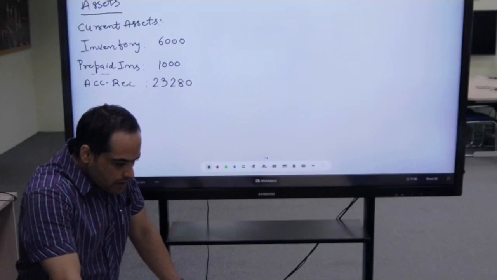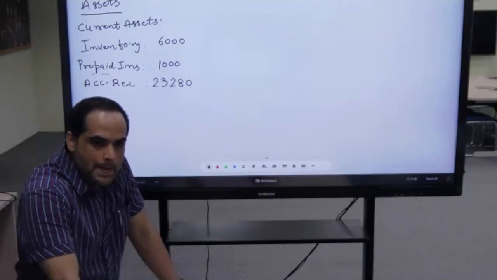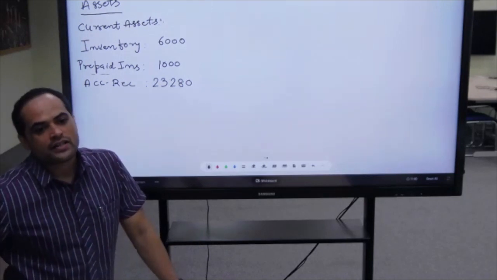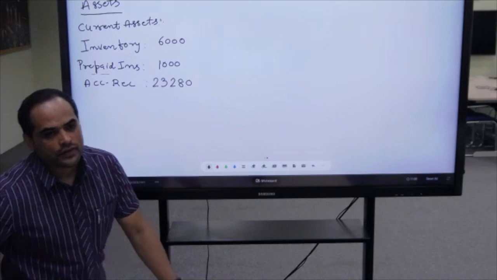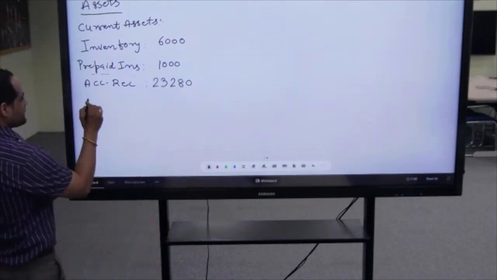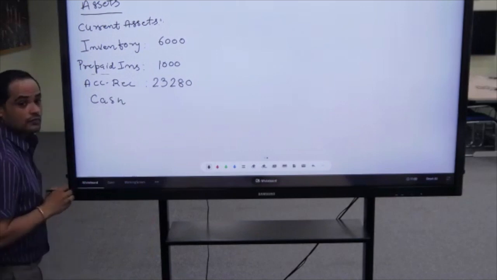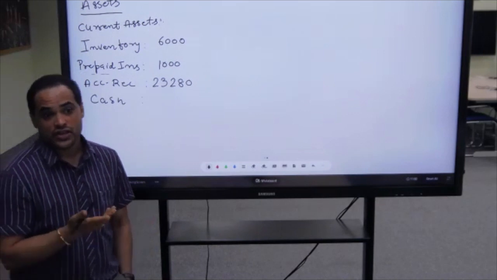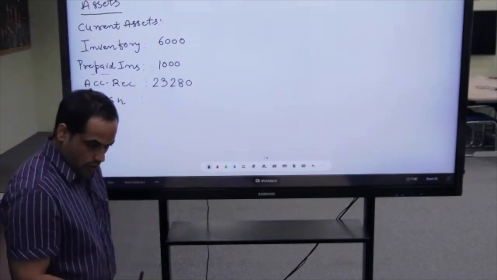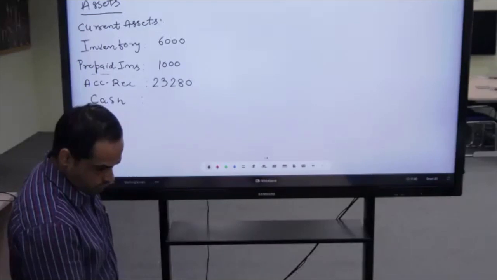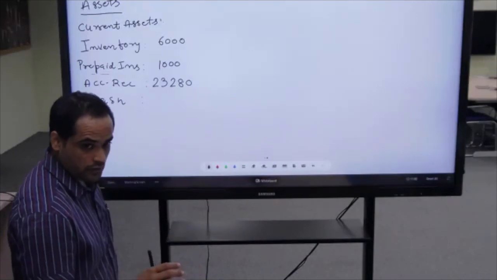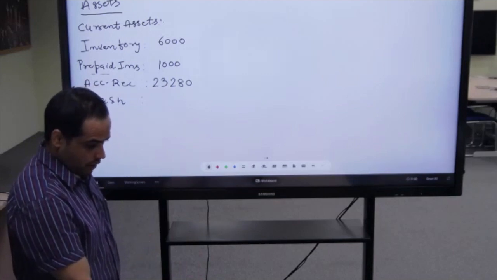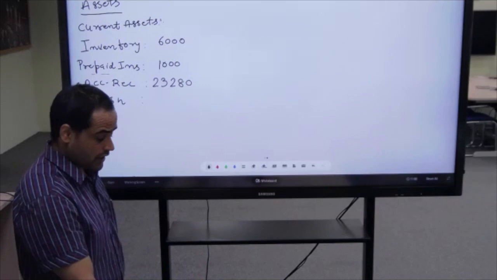Any other item? Current assets? One more item left. Which is cash. Cash or cash in hand or cash at bank, whatever. How much is cash? Cash in bank, yes, that's right. How much? 4,200.